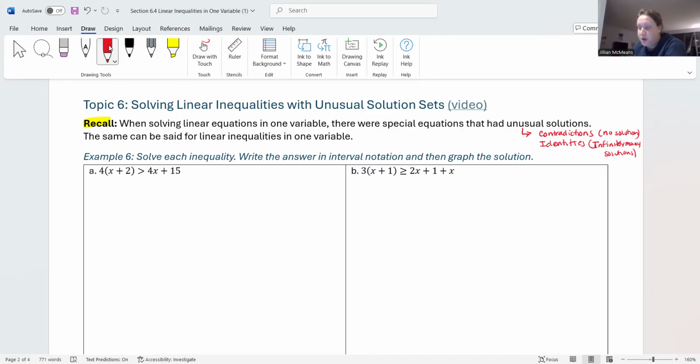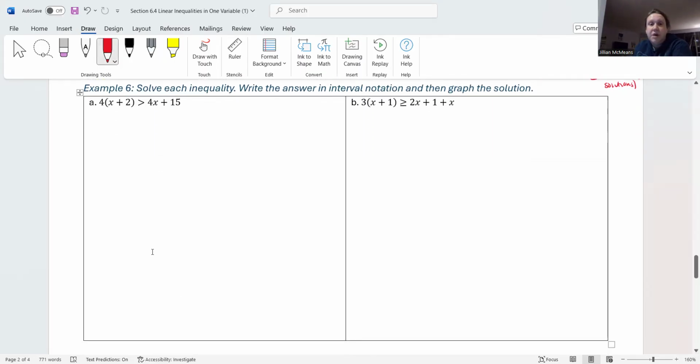And you'll have something similar here. You're going to have a situation where there's no solution. You're going to have a situation where everything on the number line works. Okay. So example 6 says solve each inequality, write the answer in interval notation, and then graph the solution. Okay. So we're going to start with 4 times x plus 2 is greater than 4x plus 15. So the first thing I want to do is distribute. So 4 times x is 4x. 4 times 2 is 8, and then just rewrite the rest of the inequality. So greater than 4x plus 15.